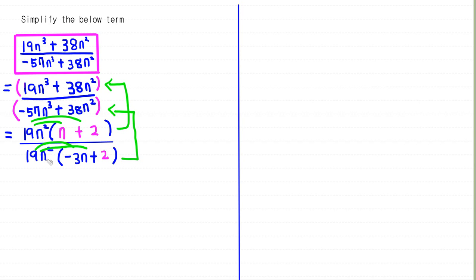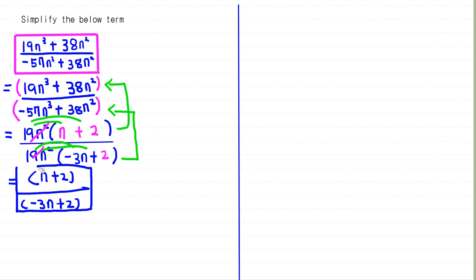So if you simplify it more, the 19n squared is divisible out of both the numerator and denominator, and the expression is simplified as the numerator n plus 2, and in the denominator minus 3n plus 2. We can't simplify this expression any further algebraically because there are no more common expressions in both numerator and denominator. So our answer was n plus 2 in the numerator, over negative 3n plus 2.